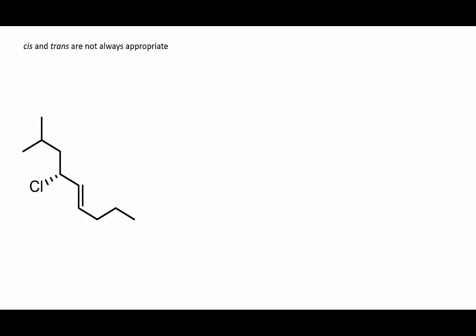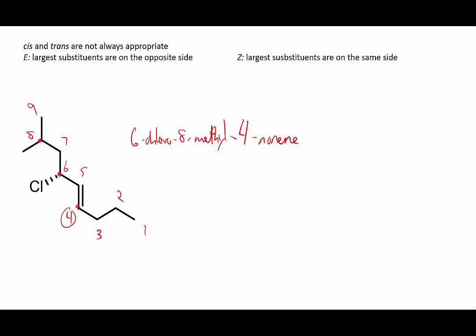So let's apply this naming to a larger molecule that you've seen before. First, let's go ahead and assign the longest chain. 3, 4, 5, 6, 7, 8, 9. Take note that the 4 is the lowest substituent. That's where the alkene begins, right here. So this is 4-nonene. Next, we're going to assign the substituents. We have a 6-chloro group and an 8-methyl group. So this is 6-chloro, 8-methyl, 4-nonene. Now we need to assign the stereochemistry.